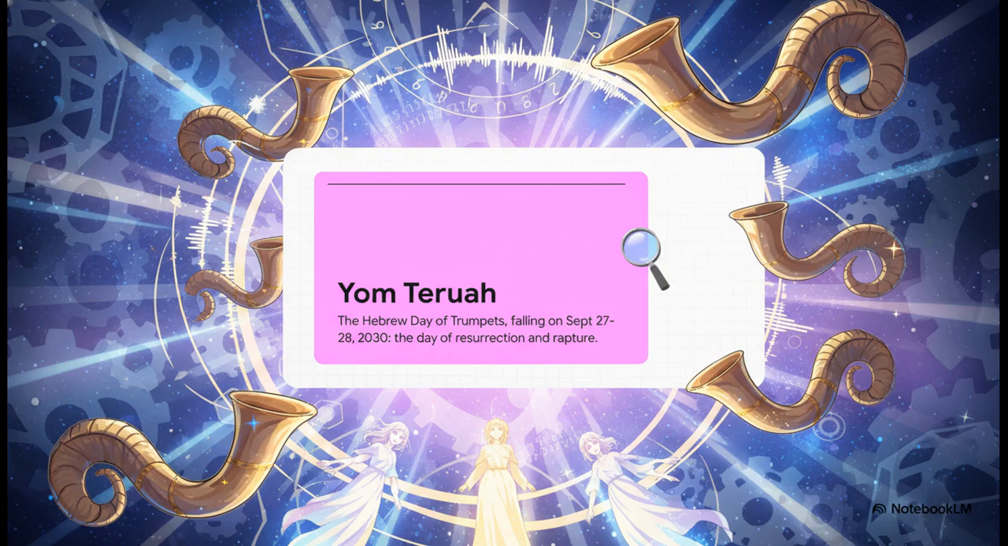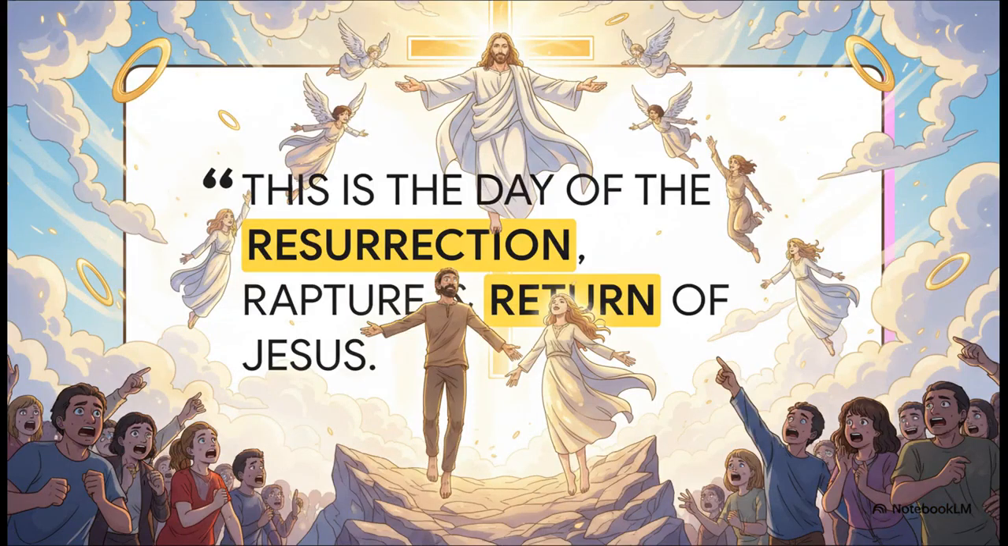Falling on September 27th and 28th, 2030, the text emphasizes that this date isn't just random. It supposedly aligns perfectly with the Hebrew calendar as the first day of the 6,001st year since Adam, marking the definitive end of humanity's 6,000-year lease on Earth. The source points definitively to this exact date, emphatically stating, "This is the day of the resurrection, rapture, and return of Jesus." According to the blueprint, this is what brings a sudden end to the believer's dangerous earthly ministry.